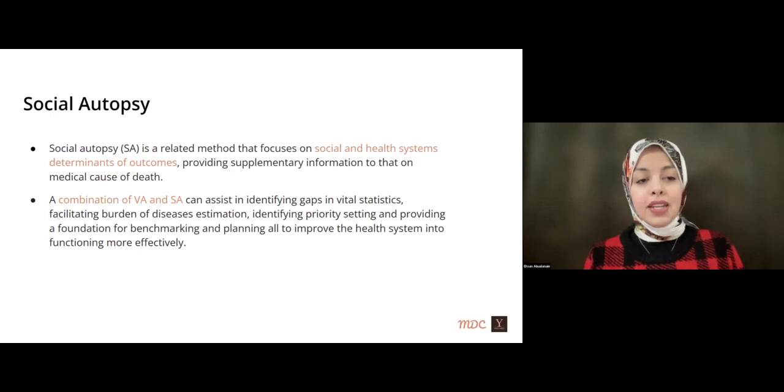So social autopsy is generally getting information about the social determinants and the social background. When added to the medical causes of death, it can provide a wholesome view on the mortality inside the region. And currently we are collaborating with someone from India who had her PhD in social autopsy, just to help us develop and validate a social autopsy survey.